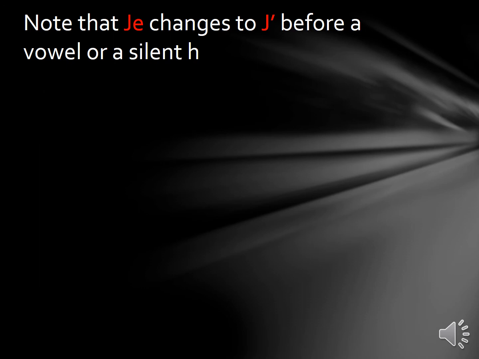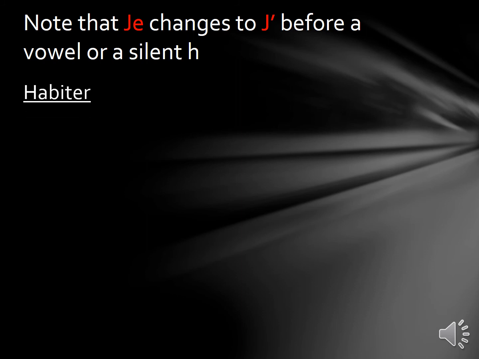Now know that je means the first person singular. Je changes to j' before a vowel or a silent h, as we learned about the vowels already. Vowels in French are a, e, i, o, u, and y. And we also talked about the silent h. H is not a vowel, it's a consonant, but it sometimes appears to be silent.